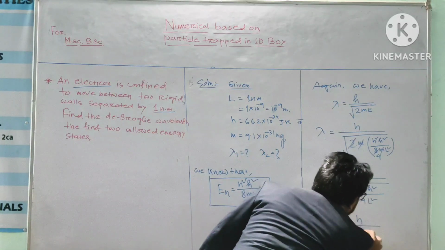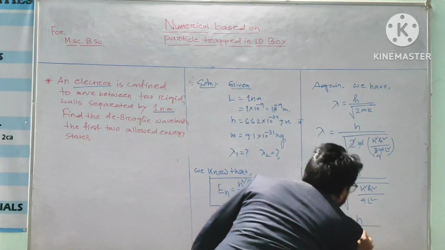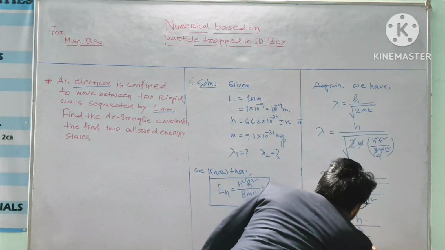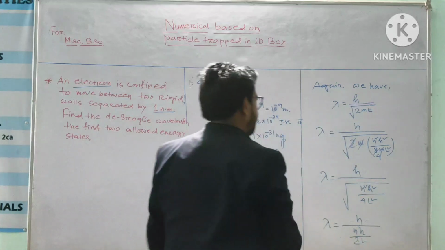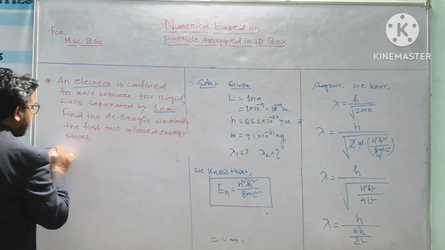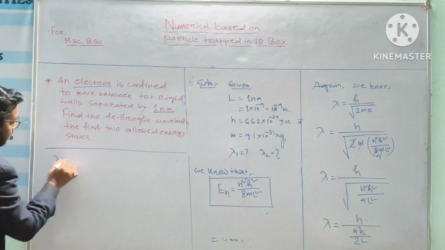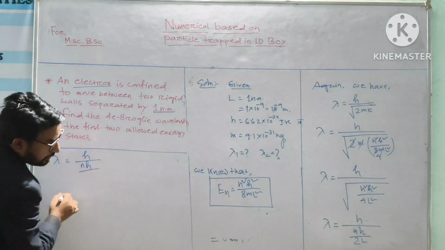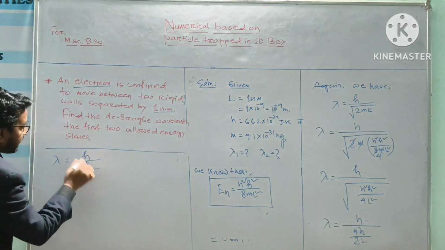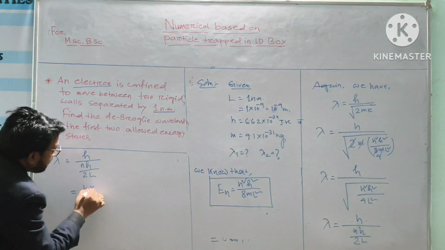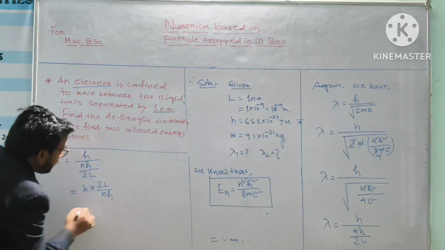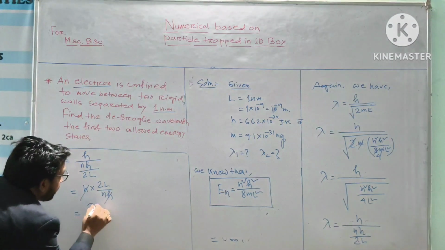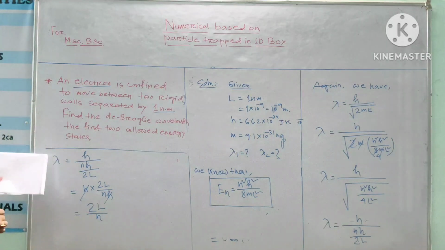It means that the root of h square is h, the root of n square is n, and the root of 4 is 2, and the root of l square is l. Now lambda equals h divided by nh divided by 2l. This part we can arrange in this way: h into twice l divided by nh. So h and h cancel each other, and finally we can write 2l divided by n. So this is the value of lambda.